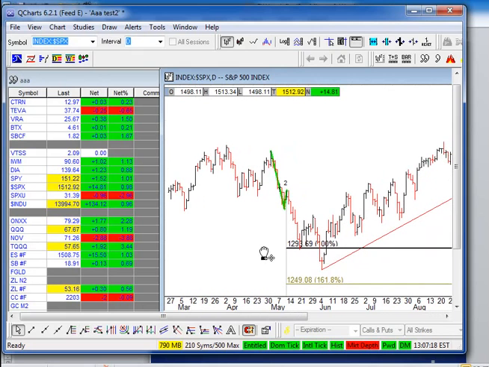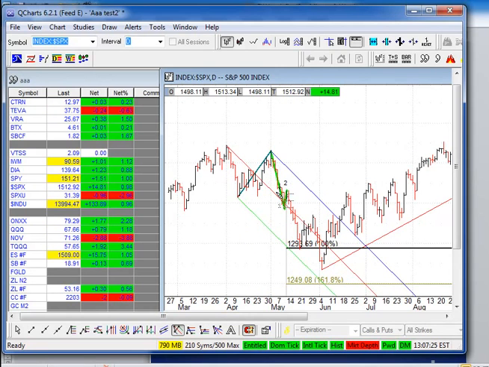Now with Andrews' theory, Andrews says that in 80% or more of the cases, prices will make it to the median line. And sure enough, this red line in the middle is the median line, and prices went past there. Let's see some more examples.